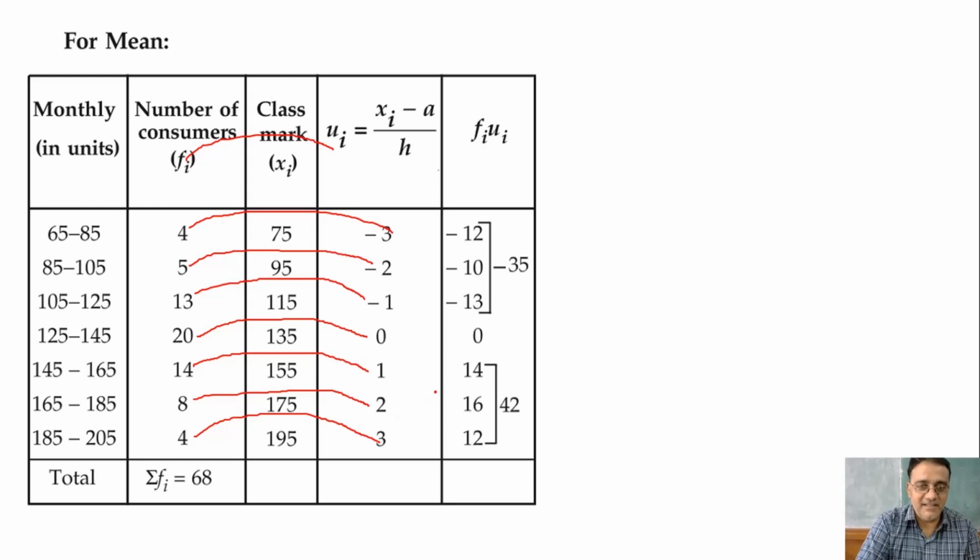So after that, what will we do? The terms which are minus, we will add them all. And the terms which are plus, we will add them. Now we'll subtract these two. So we'll get 7. Okay.